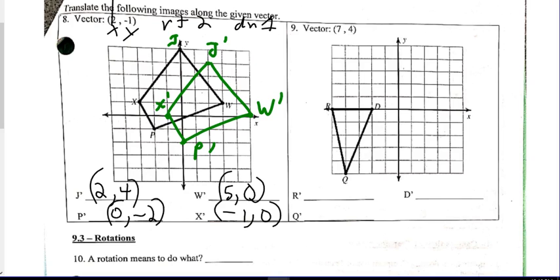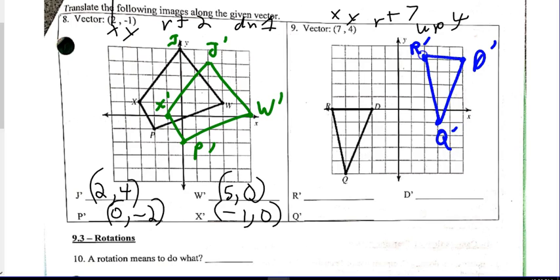Now 7, 4. This is my X, this is my Y. This means right 7 and up 4. So, D, 1, 2, 3, 4, 5, 6, 7, 1, 2, 3, 4 is up there, D prime. Now, R is 1, 2, 3, 4, 5, 6, 7, 1, 2, 3, 4. There's my R prime. And Q is 1, 2, 3, 4, 5, 6, 7, 1, 2, 3, 4. There's my Q prime. And that triangle has moved right 7, up 4. Where is R prime? It's at 1, 2, 1, 2, 3, 4. D prime is at 1, 2, 3, 4, 5, comma 4. And Q prime is at 1, 2, 3, negative 1.